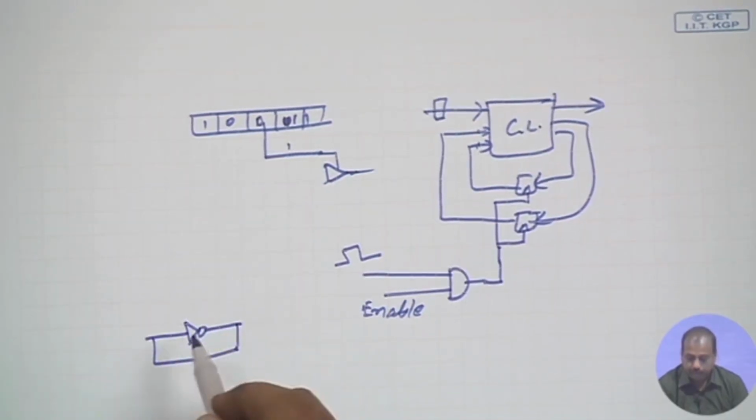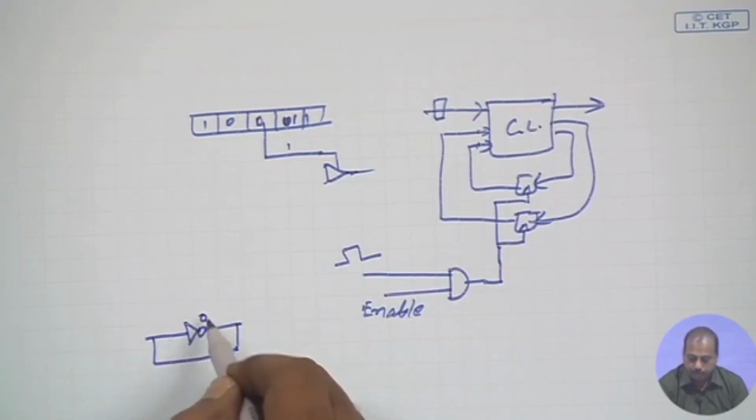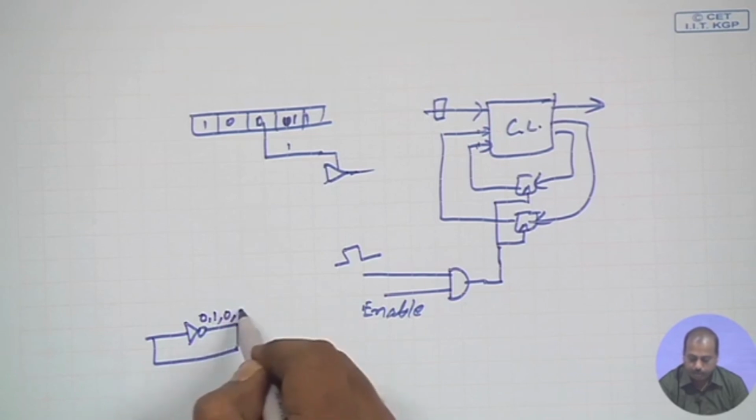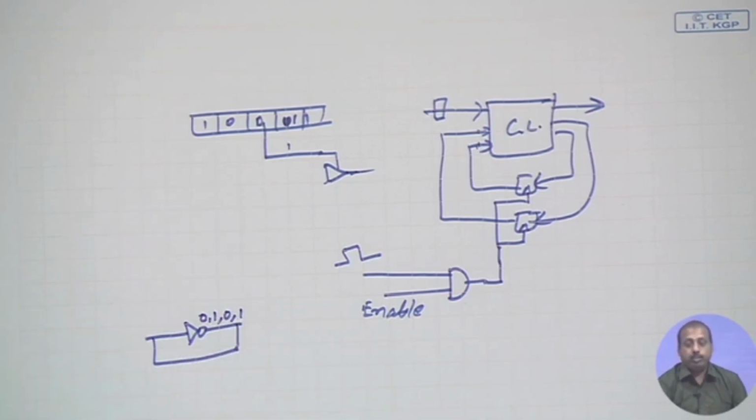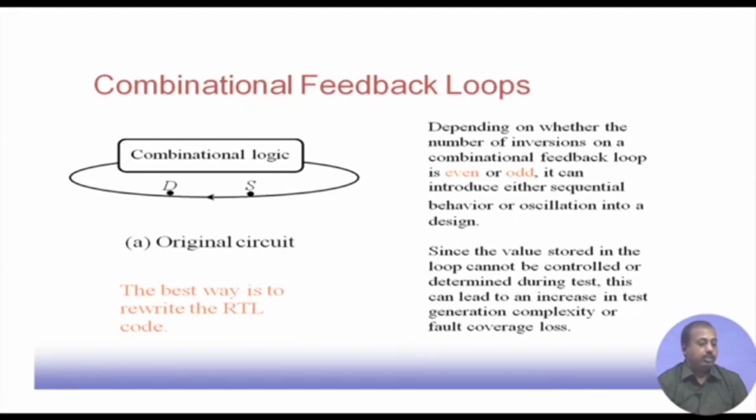there is a single inverter, then if this inverter output is initially 0, then after some time, depending upon the delay of the inverter, it will become 1, again after the delay it will become 0, after some time it will become 1. So, that way it becomes an oscillatory behavior, and similarly if it is even, then this will have some sequential behavior. So, that way we have got different undesirable behavior of this combinational logic.